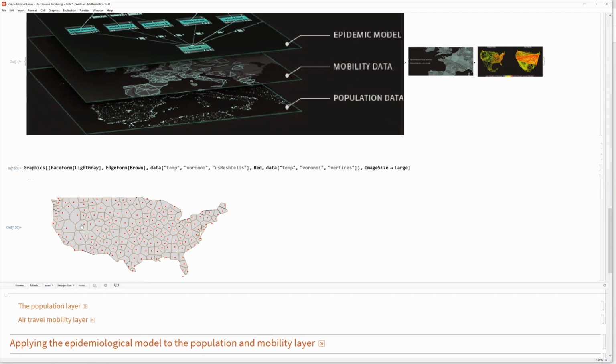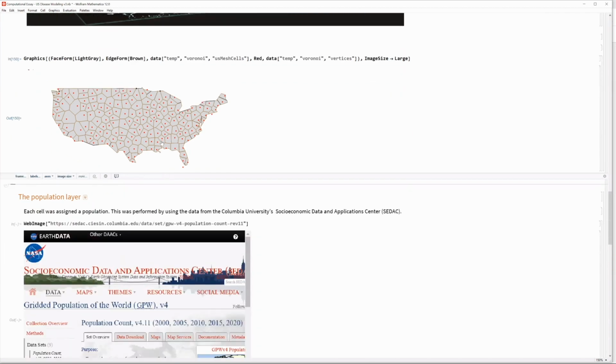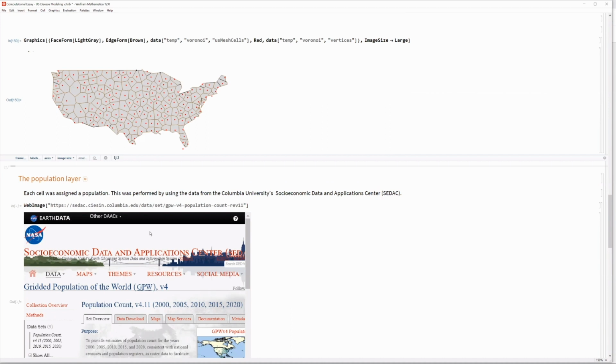airport hubs, because our mobility data is based on airport transfers, people flying from one place to another. So you will see, for example, that you have different regions and different airports that we're interested in. And to start building the layer, what we did is we assigned a population to each one of these cells. How do we figure out what population to assign to each Voronoi cell or site?